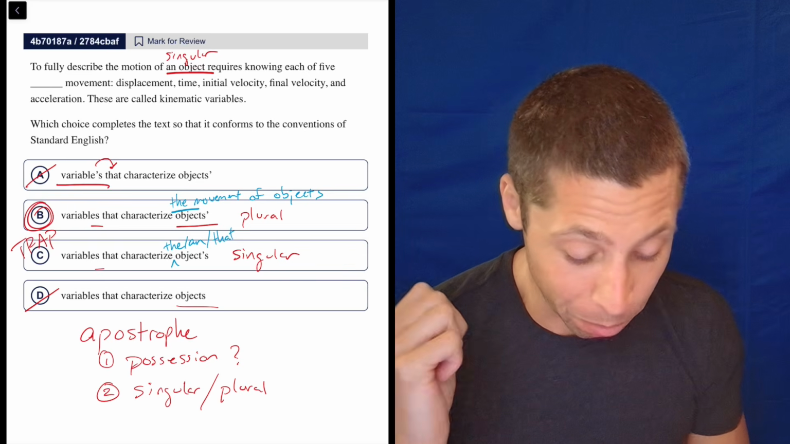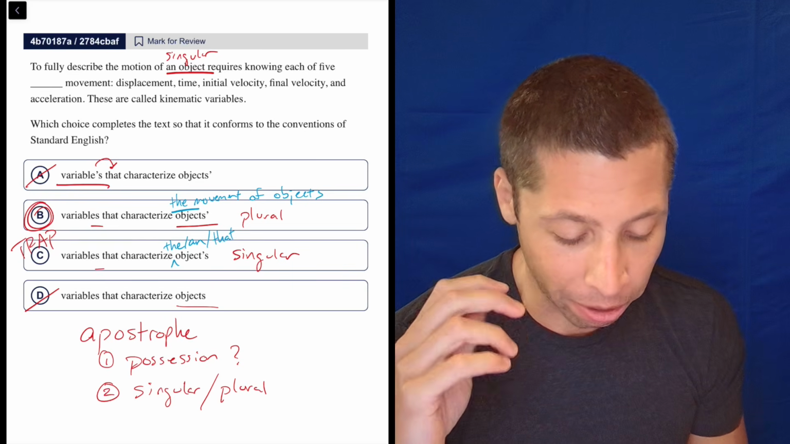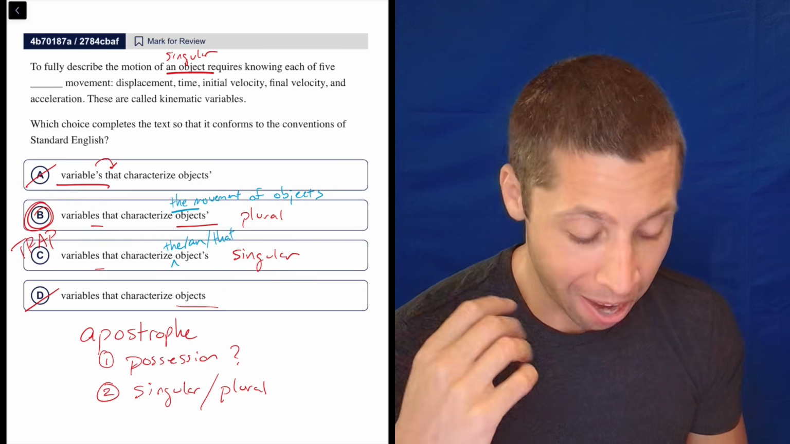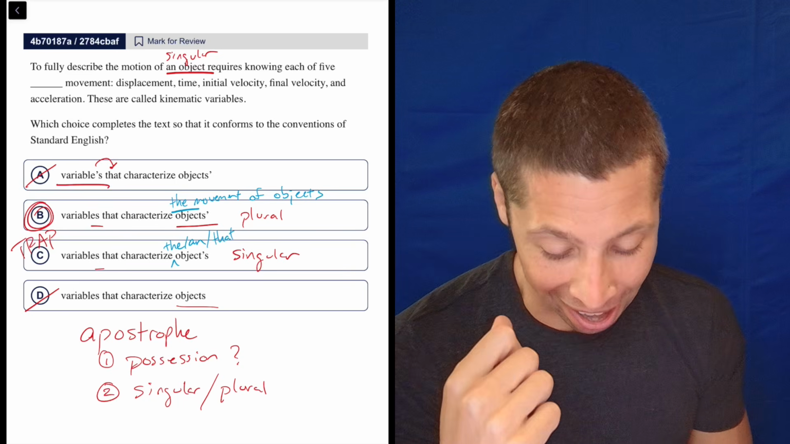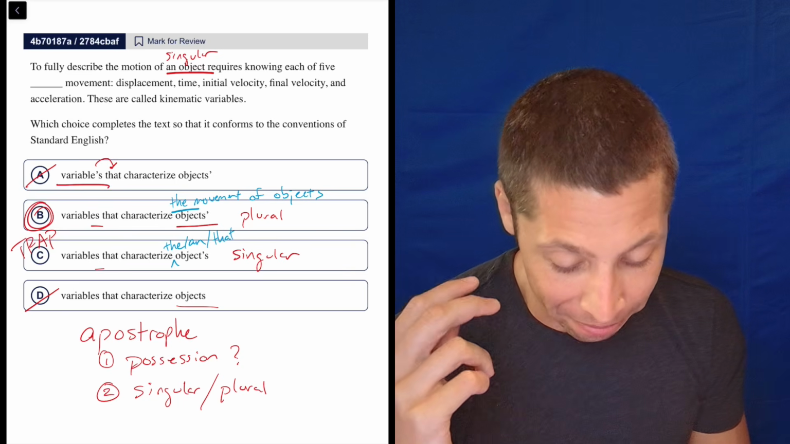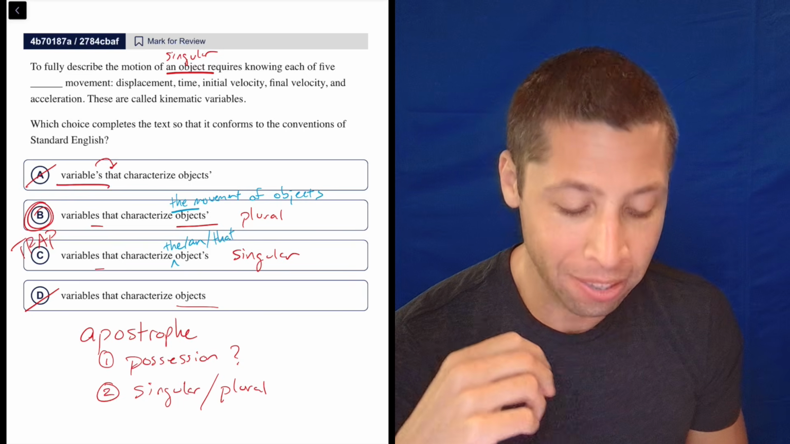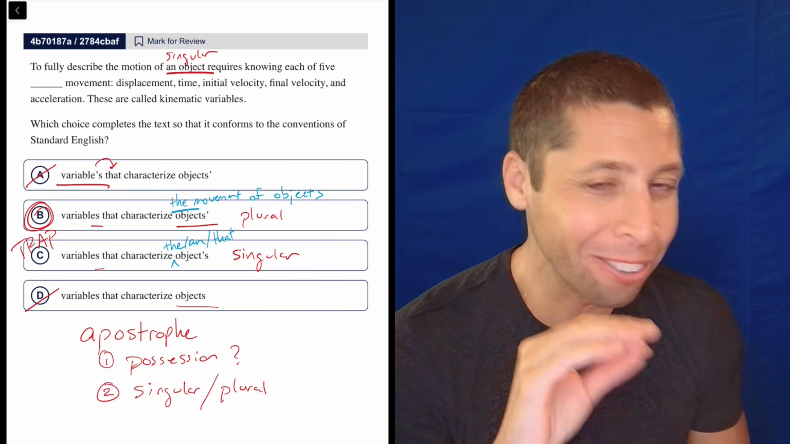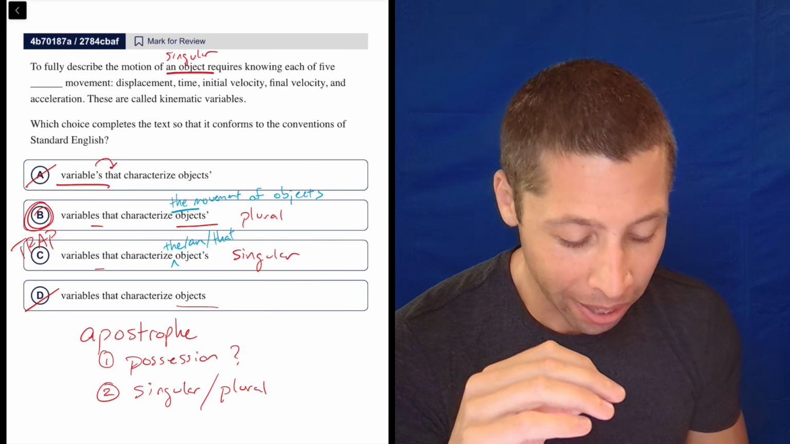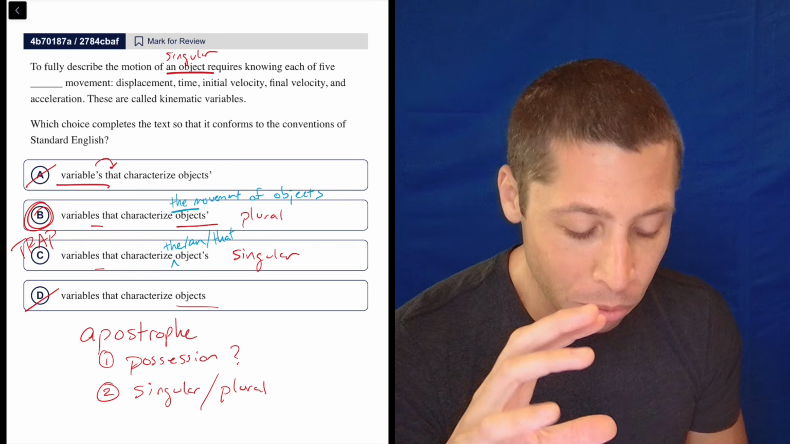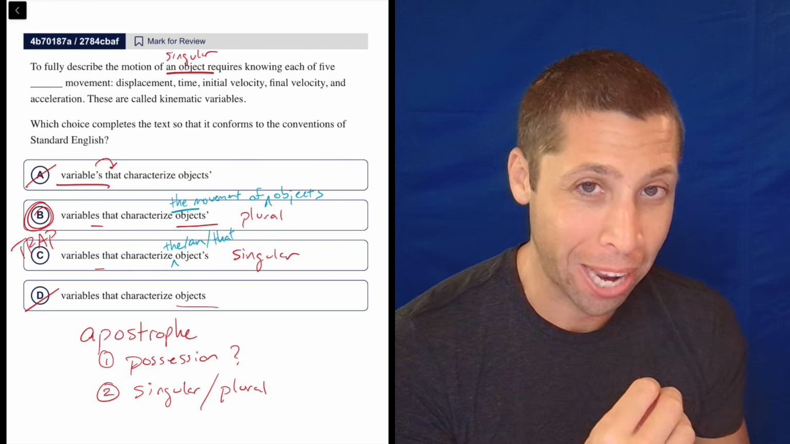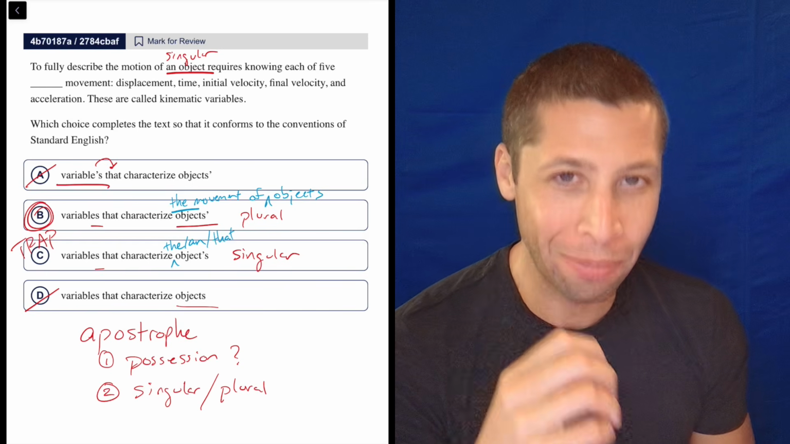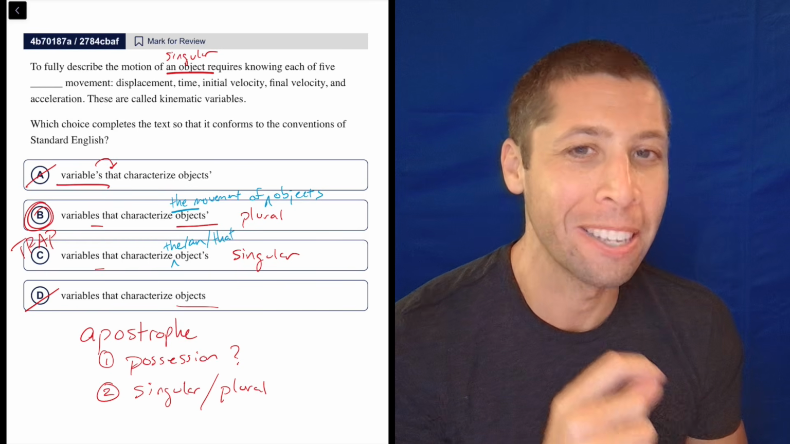Though I do think you could probably say "variables that characterize the movements of objects," but you could also do that and get rid of the. "Knowing each of 5 variables that characterize movements of objects." I don't love that either, but it does work. The thing is, we wouldn't want to put a "the" in this little spot before the objects because there are no specific objects that we're talking about in this passage.